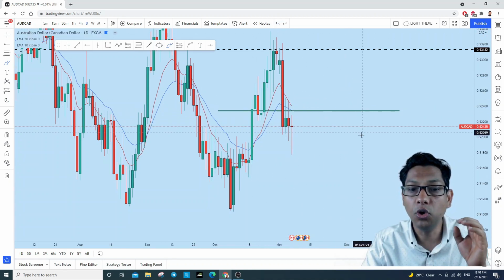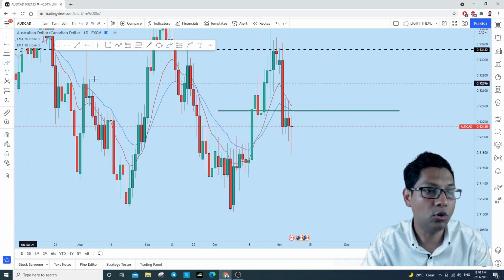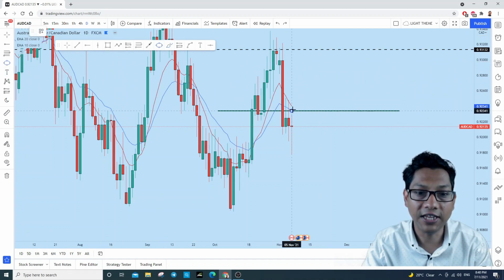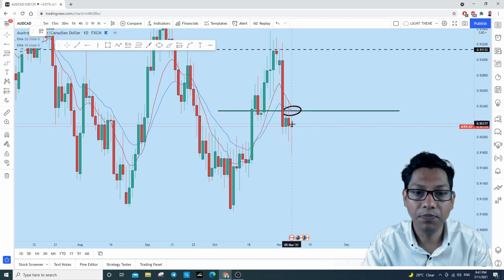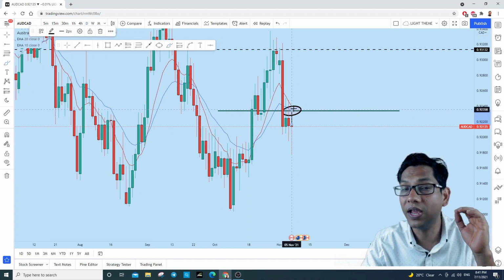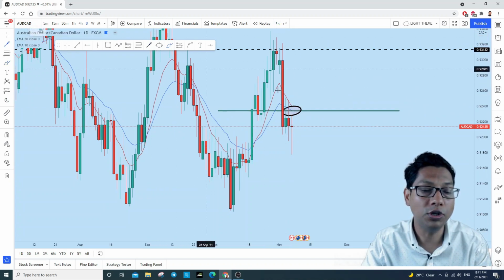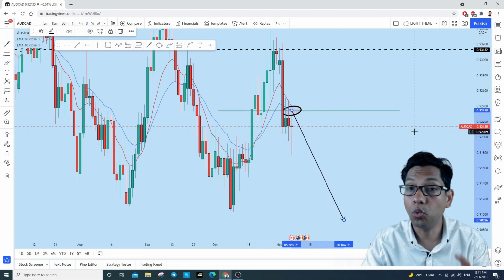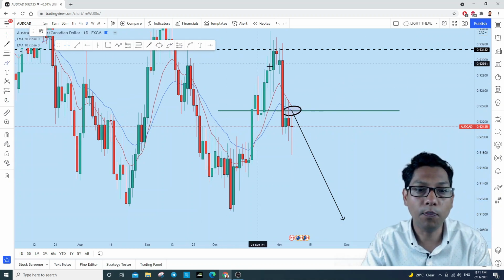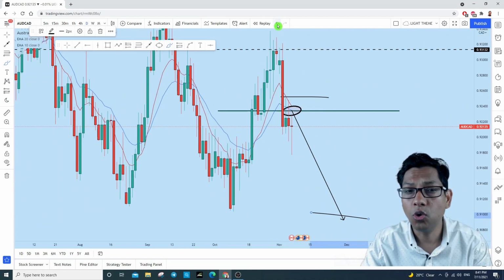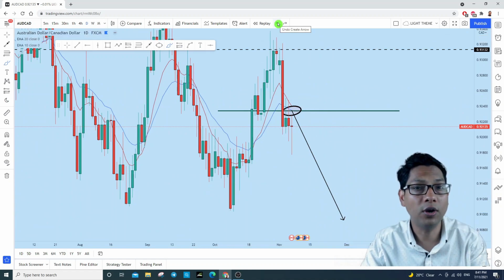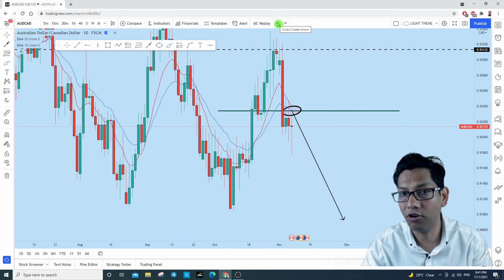So what we will be doing with our student is basically waiting for a daily 20 period moving average retest. As soon as the price manages to come up and test this 20 period moving average, at that point we'll take a short trade from here with our student. Our stop loss will be above this high, and our take profit will be at least 1 to 3 or 1 to 5 risk to reward ratio.